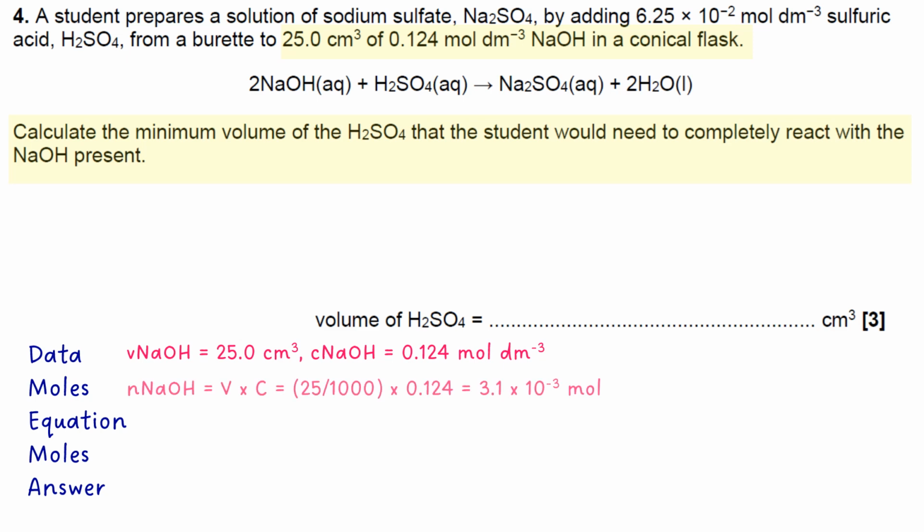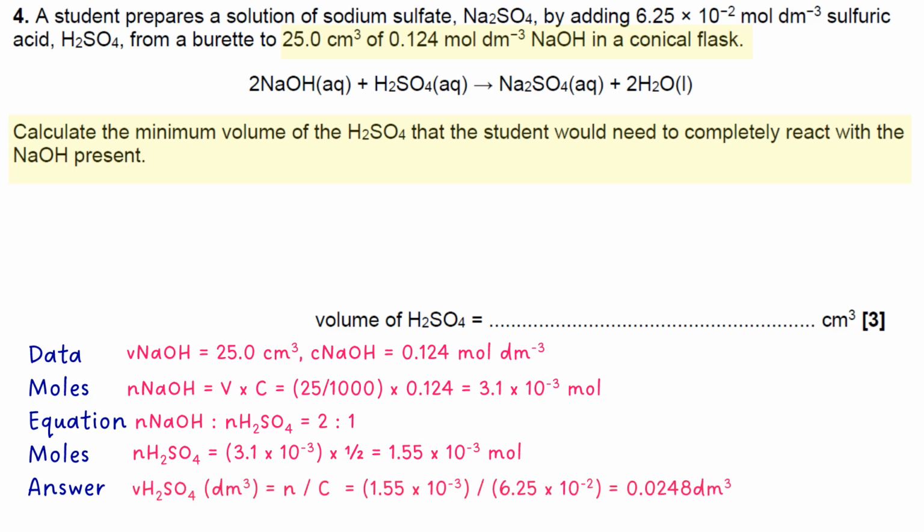So put that data down, and you can turn that into a number of moles, 3.1 times 10 to the minus 3. So from the equation this time round, it's a 2-to-1 mole ratio between sodium hydroxide and sulfuric acid. So therefore, this time round, we're halving it to make 1.55 times 10 to the minus 3. So therefore, we want the volume. So the volume is n over C. So n is 1.55 times 10 to the minus 3. C is given to us in the question as 6.25 times 10 to the minus 2. That gives us 0.0248 decimeters cubed. But the question wants it in centimeters cubed, so we have to multiply that by 1,000. So that gives us 24.8.